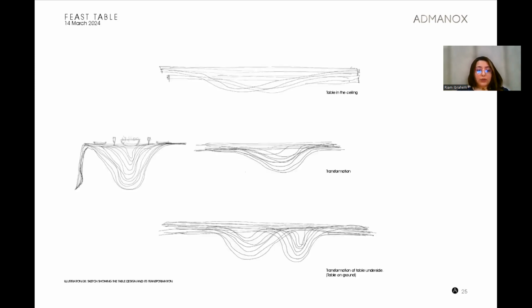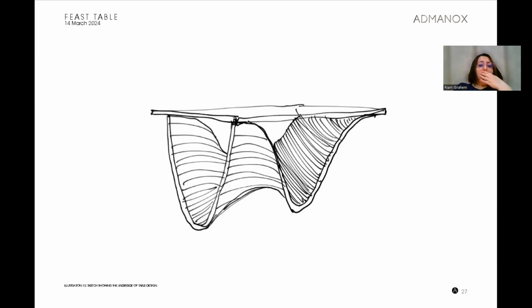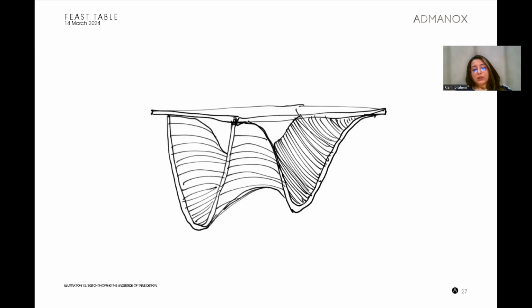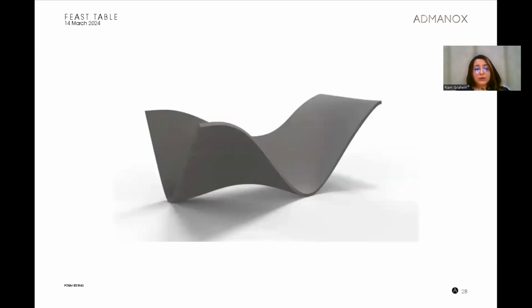This is the initial sketch of the table and its transformation. So it was in the ceiling, and then it comes down, which is transformation, and then transformation of table on the side on the ground. This is a second sketch. So that's the initial sketch, and then this one is after testing the first three proposals. So this one is the fourth.